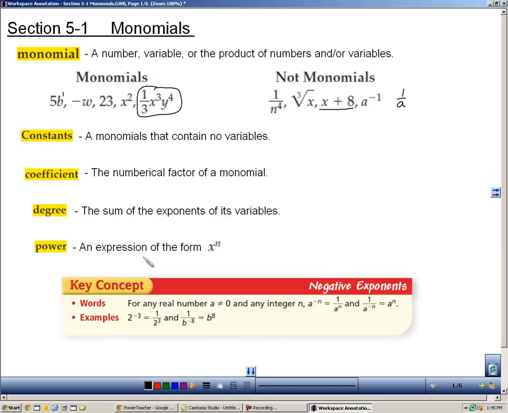Finally, a power is an expression that's of this form. It has a base and an exponent, and you see a bunch of powers in these examples. Finally, we have a negative exponent rule, which says if we have something to the negative exponent, we can take that base and move it to the bottom of a fraction and make it positive. Likewise, if it's already on the bottom, we can take that and move it to the top of the fraction. We could make this a to the n over 1. But that's how you deal with negative exponents to turn them positive.